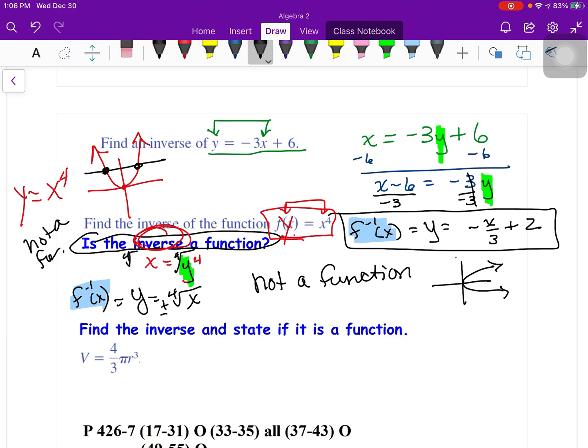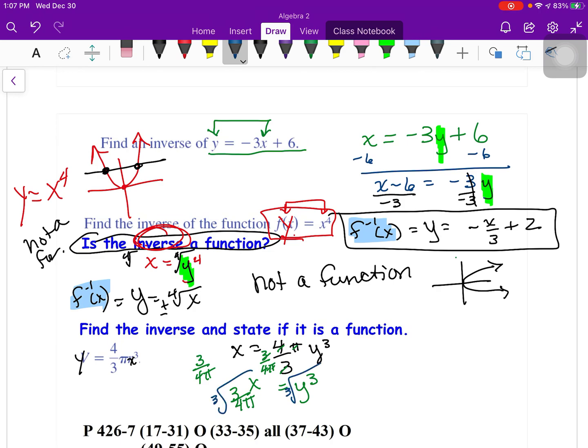So how about the inverse of a cube root? Well, this is my y and this is my x. So x equals 4/3 pi times y cubed. I multiply both sides by 3 over 4 pi. So I get 3 over 4 pi x equals y cubed. Then I would cube root both sides. So I get f inverse should be the cube root of 3 over 4 pi x.